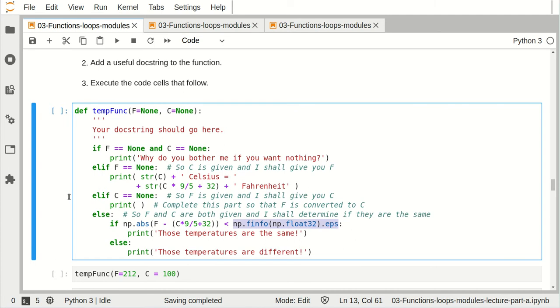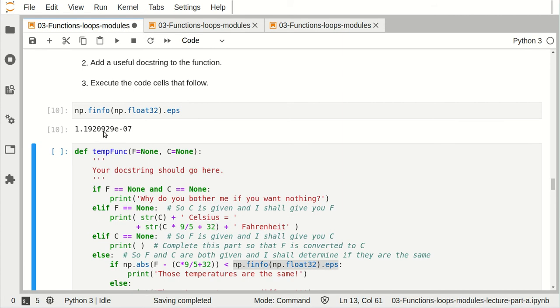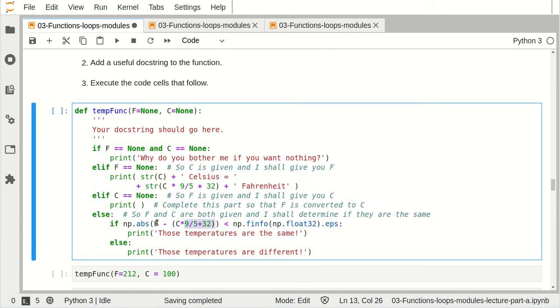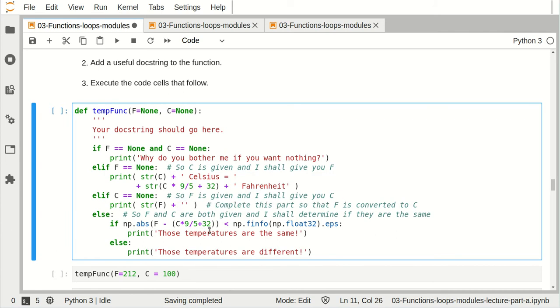You can check what this value is here. It's about 1.192 times 10 to the negative 7th. So we're just allowing for a little bit of error and saying that these are really the same temperatures if the two are within 7 digits of accuracy of each other. So the only thing we need to figure out to complete this code to make it work is the conversion of Fahrenheit to Celsius. So we would say, just mimicking this part of the code here, we're just reversing the order. So let's say Fahrenheit.